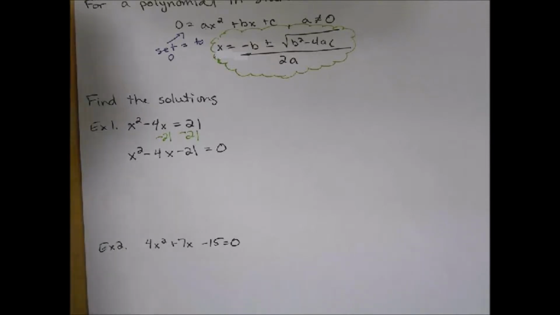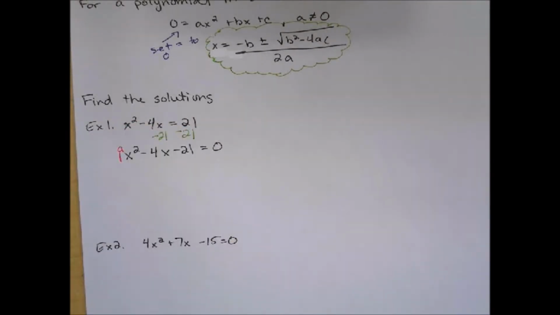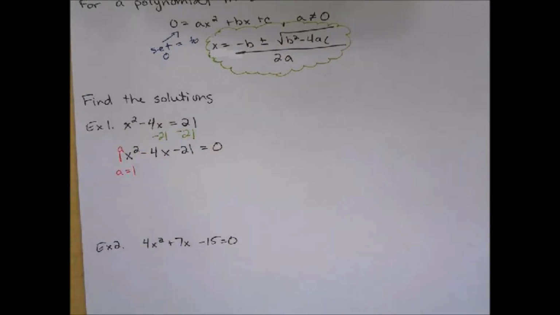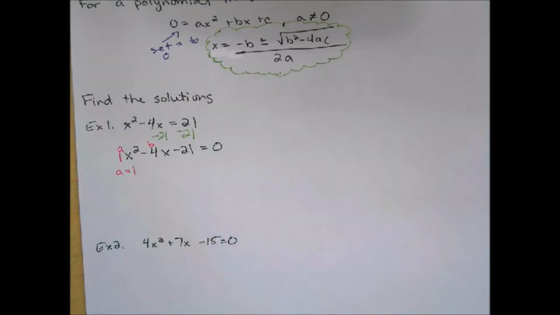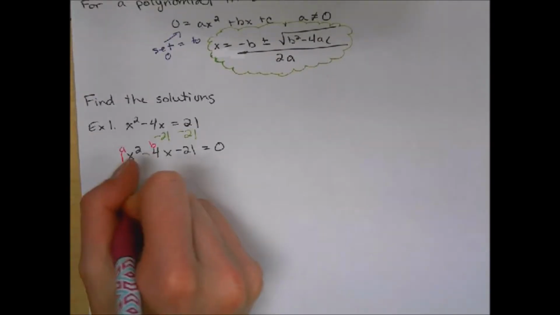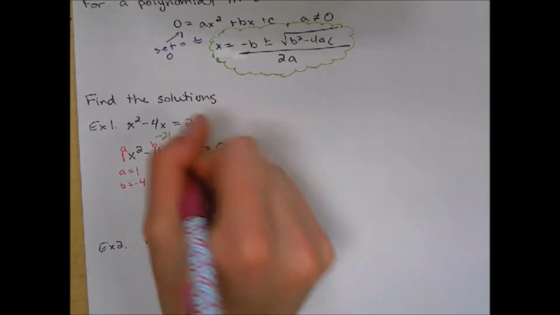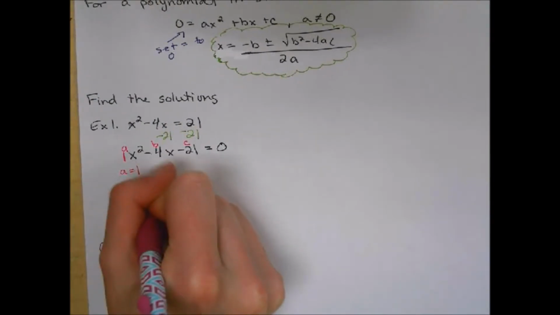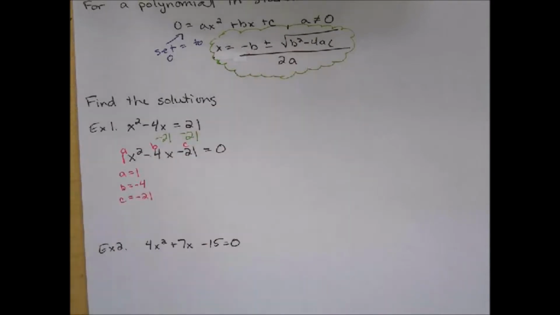Now we have to decide what is our a, what is our b, what is our c. A is in front of our x squared term, and here we have a 1, so a equals 1. B is the number in front of the x, which is negative 4. So b equals negative 4. C is a constant. C is negative 21. And now let's plug them into our formula.